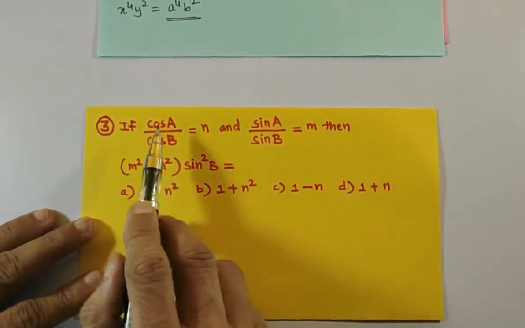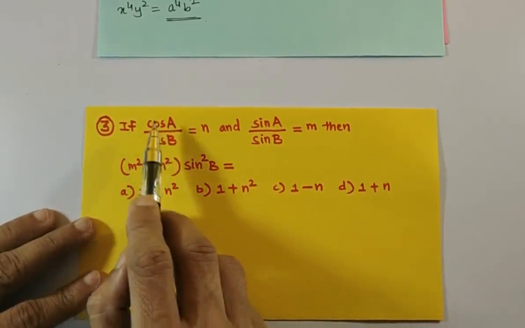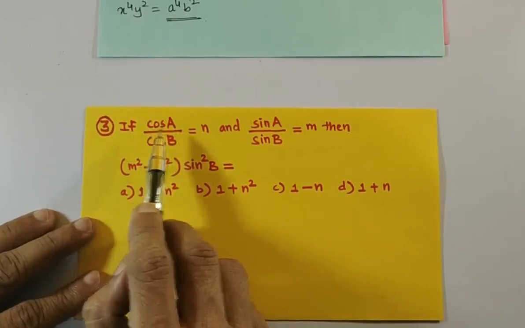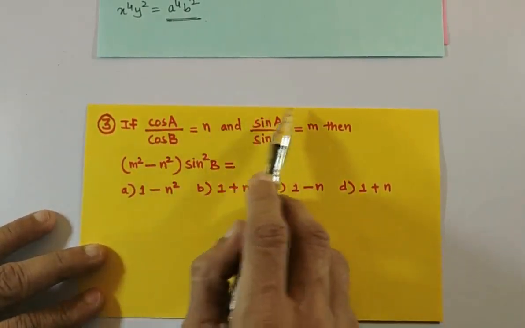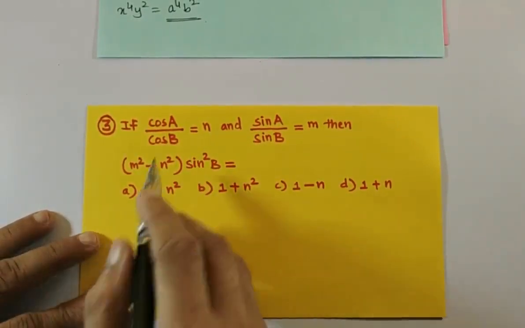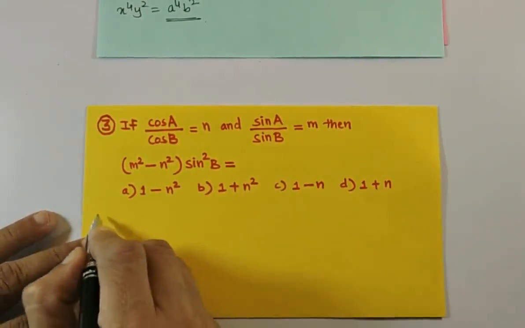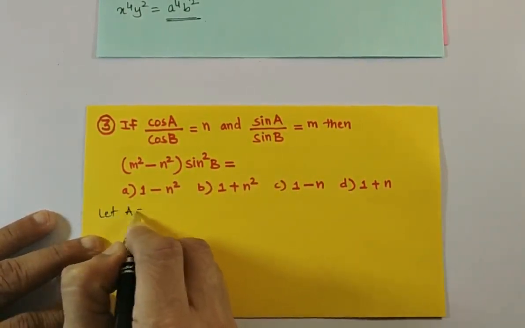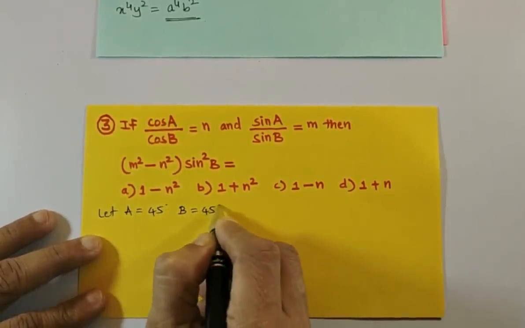Now here, if you take A equal to 0, B equal to 90, cos 0 is 1, cos 90 is 0, 1 by 0 is infinity. Such angles you cannot take over here. You should have a determinate value. So easy is, any angle you can take other than 0 and 90. So I will take A equal to 45 degrees, B equal to 45 degrees.